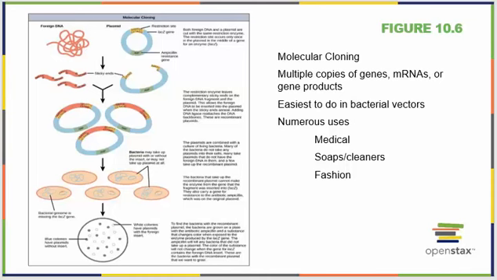Molecular cloning is another neat outcome of biotechnology. In molecular cloning, multiple copies of genes, mRNAs, or gene products can be made and studied. This is easiest to do and see in bacterial vectors, and there are numerous uses of this process. Some can be found in the medical field, others in things like soaps and cleaners, which are often enzyme-based, and even fashion, where a particular enzyme makes stone-washed jeans. So let's look at an example of molecular cloning.